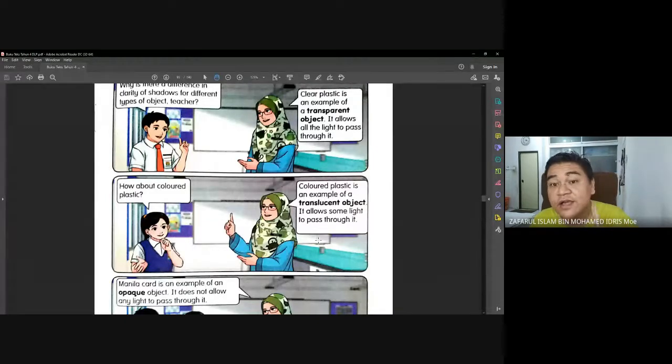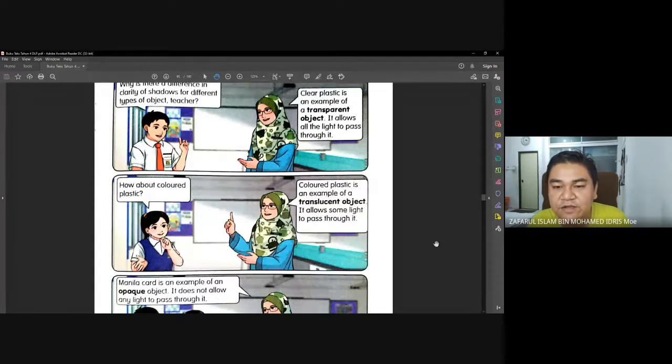Okay, so again class, kalau awak tengok on your textbook on page 91, there is a conversation and the teacher is explaining about the terms transparent, translucent, and opaque. There are three terms for this topic. The first one, the teacher used the clear plastic as an example. Pernah tak awak beli barang and then suddenly awak dapat plastik bungkus dia adalah clear.